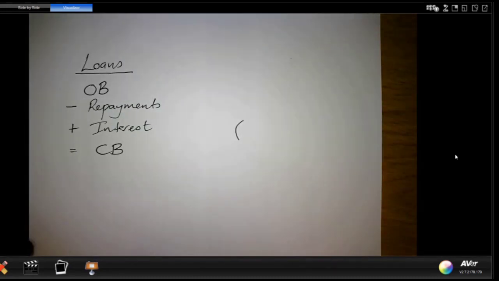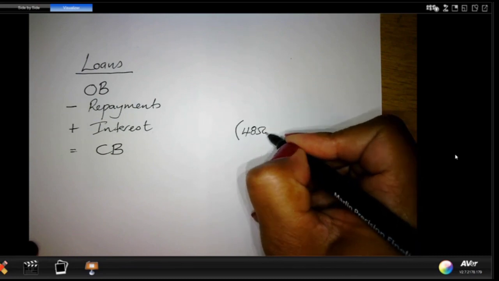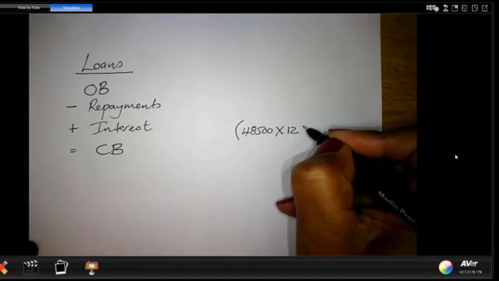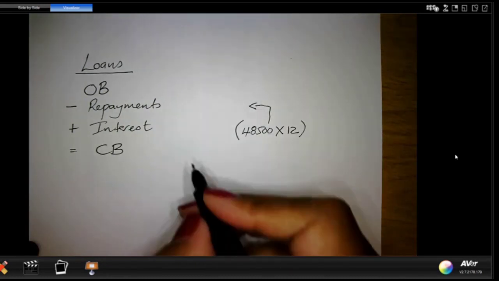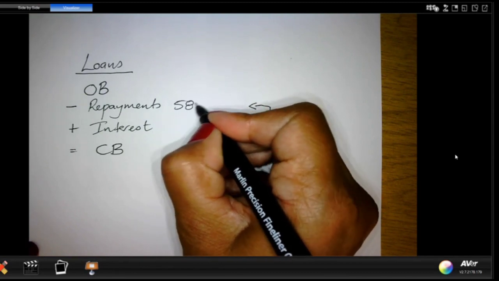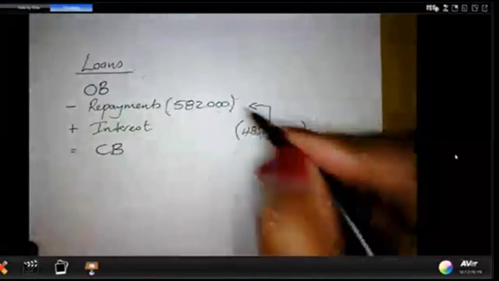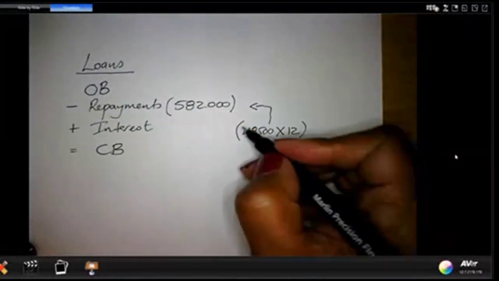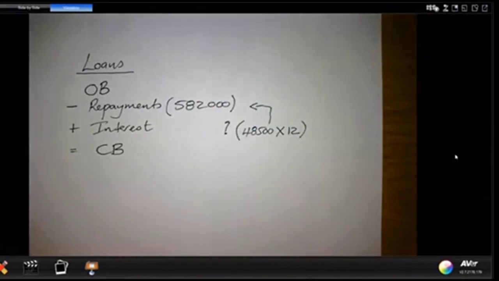I'm going to do my calculation for my monthly payments here. I paid 48,500 per month times 12 months, which includes interest. That is going to give me a total of 582,000 in repayments. Repayments will decrease the loan. I don't know what my interest is. Sorry, that calculation must be on top there.